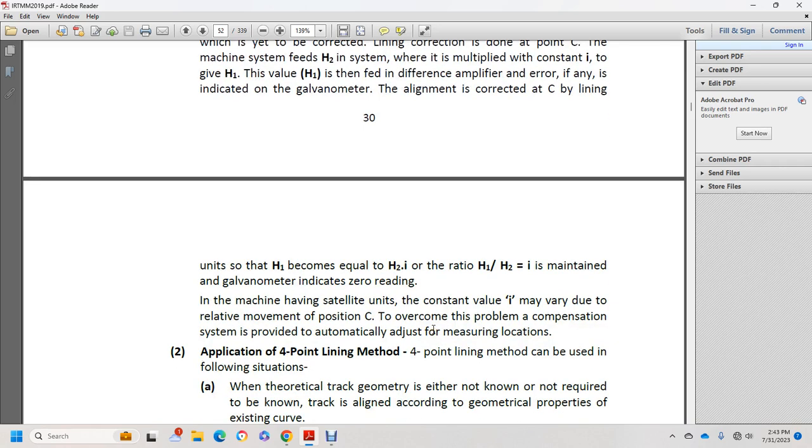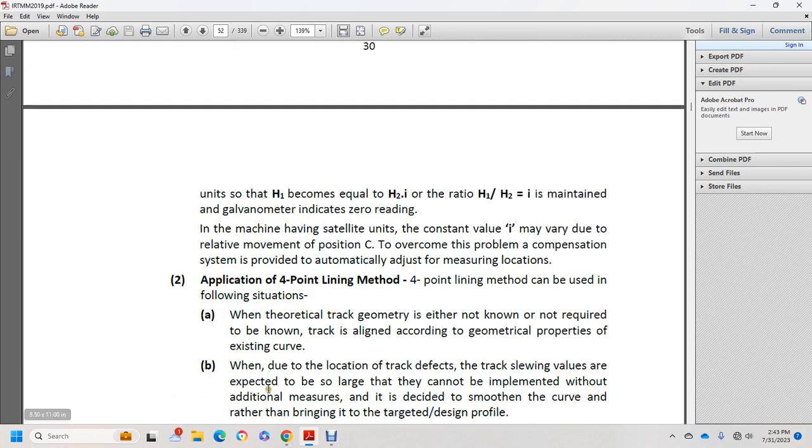Application of the 4-point lining method. The 4-point lining method can be used in the following situations: theoretical track geometry is either not known or not required by the design, and the track is aligned according to the geometrical property of the existing curve, and the location of the track defects.